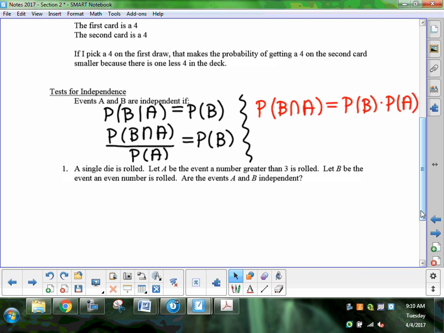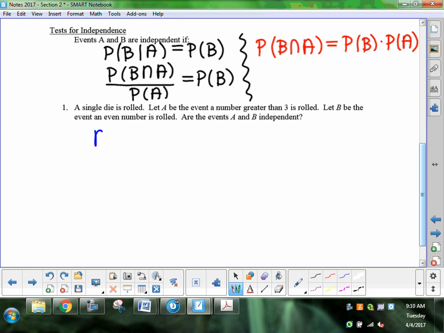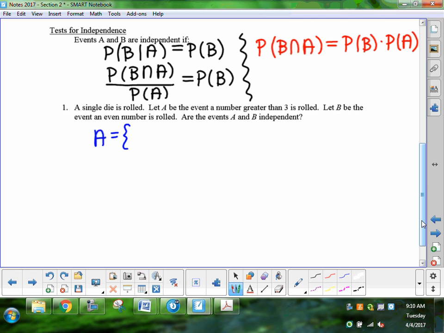These work easier in practice as opposed to explaining the theory out. Take a look at what you have for question number 1. It says a single die is rolled. Let A be the event a number greater than 3 is rolled. Let B be the event an even number is rolled. Are the events independent? Well, let's start off first and ask this. What would be your successful outcomes for A? You can tell me what the elements of that set are going to be. 4, 5, and 6.